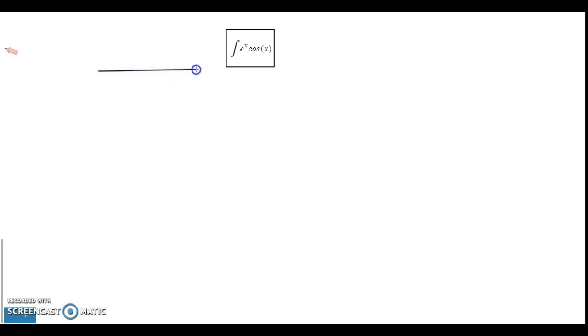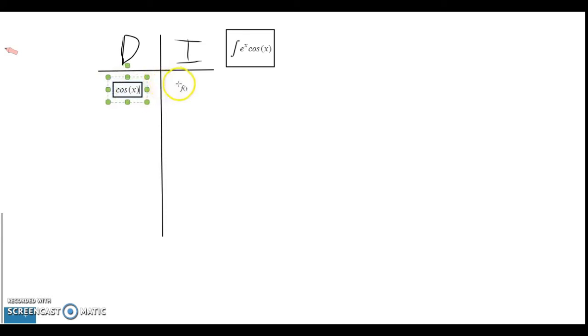Alright, we're going to continue just like before, making our table. D, I, okay. And in this scenario, it doesn't matter which one you put on which side. I'm going to put cosine on the derivative side. And then e to the x on the other side.